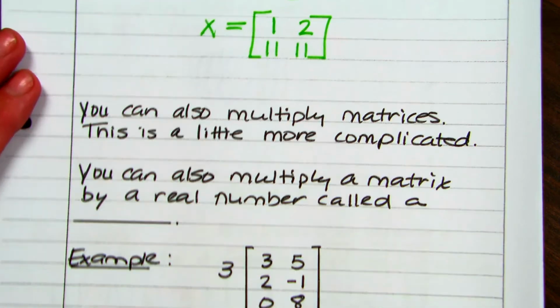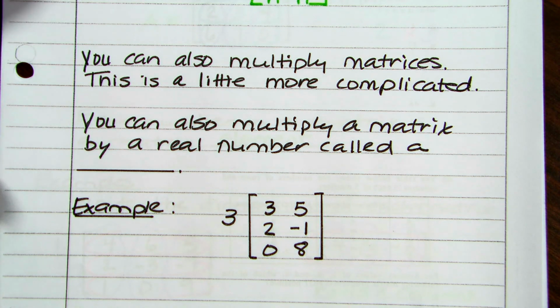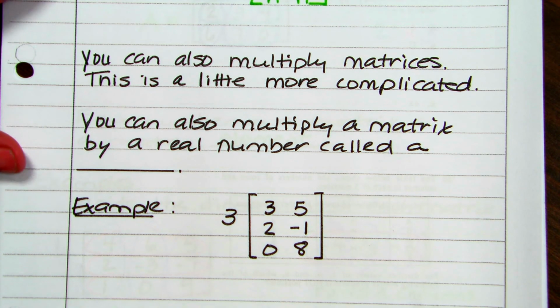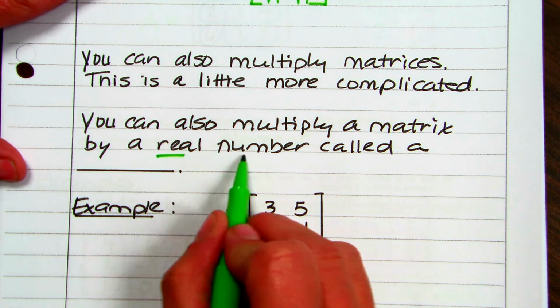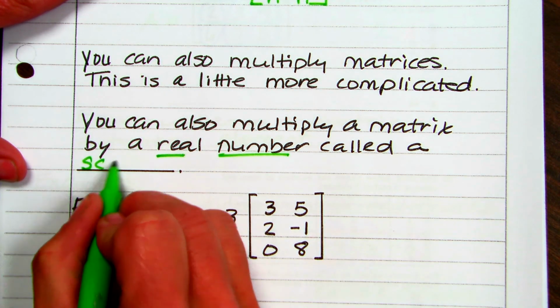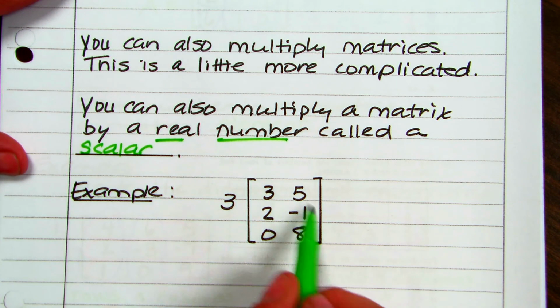You can also multiply matrices. It's a little bit tricky, a little bit more complicated. We'll get into that in part 2 because you need some information to help you with some of the ACT problems. But the last thing I'm going to talk about is when you multiply a matrix by a real number, that real number is called a scalar. So it's scalar multiplication. So here you have 3 times this matrix.